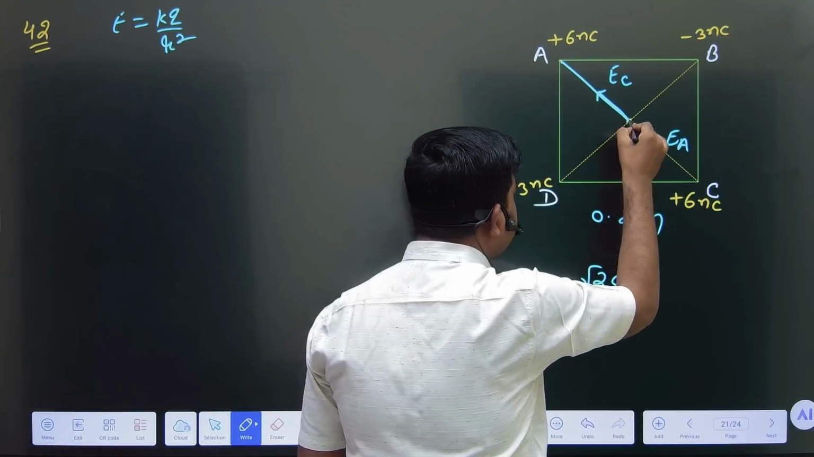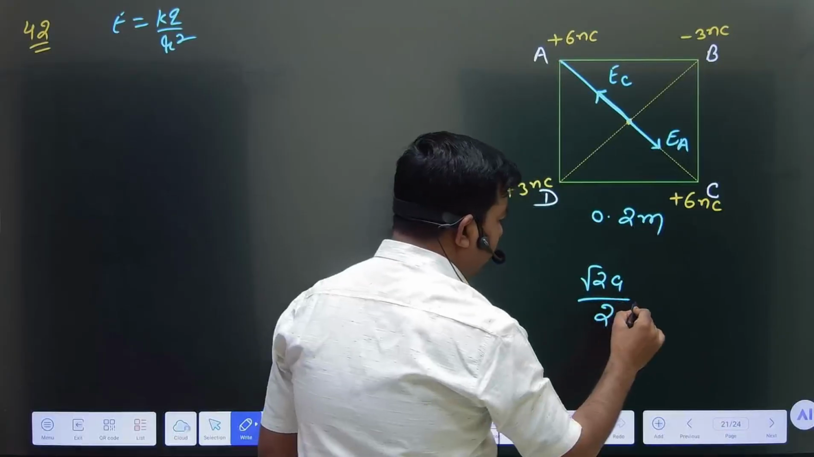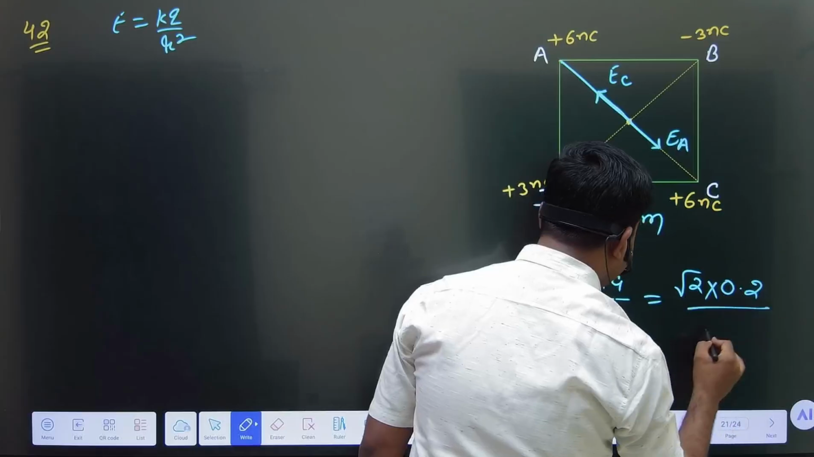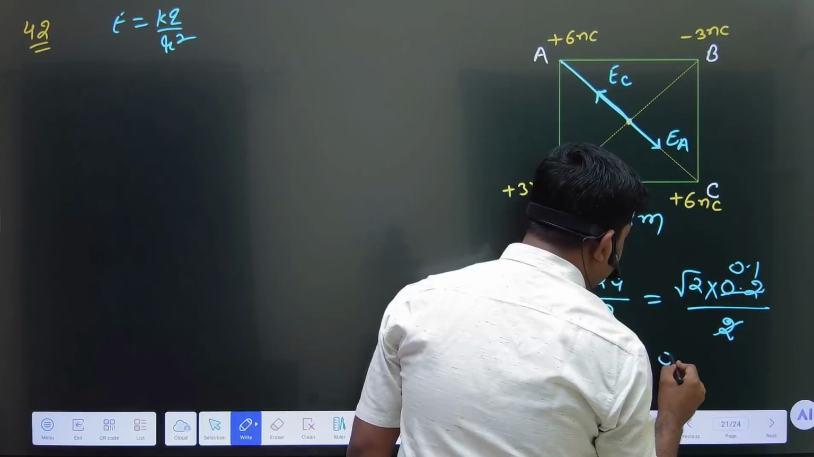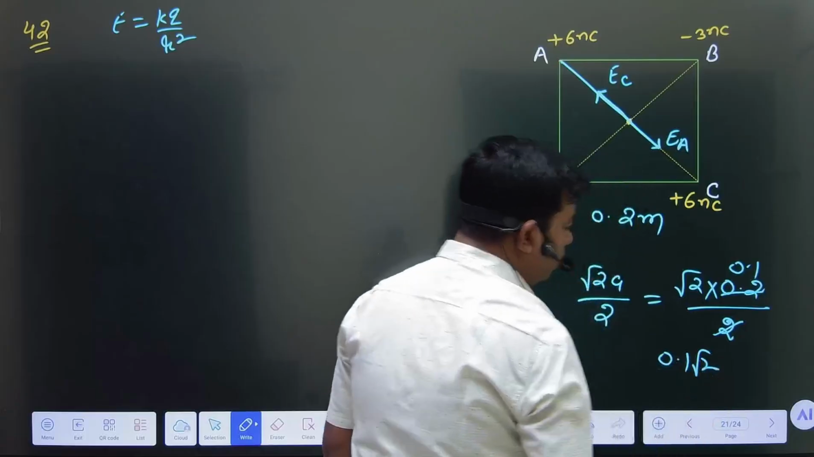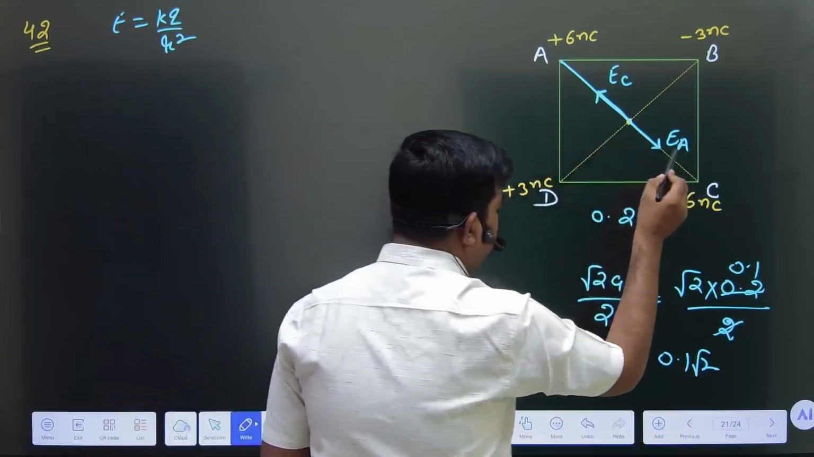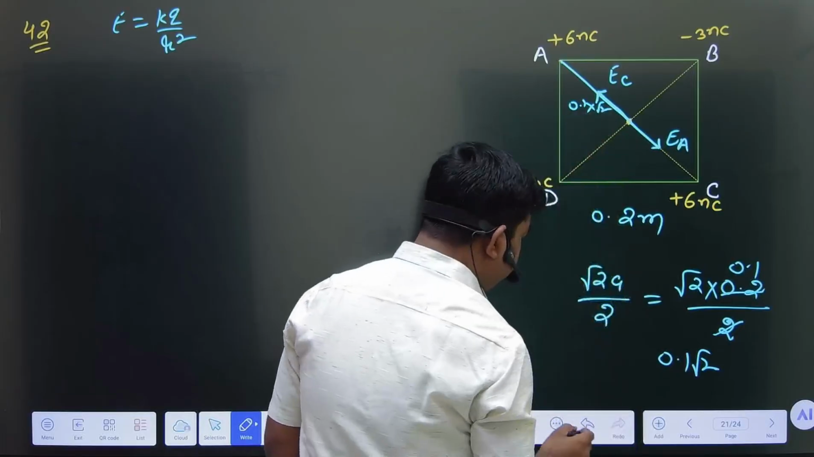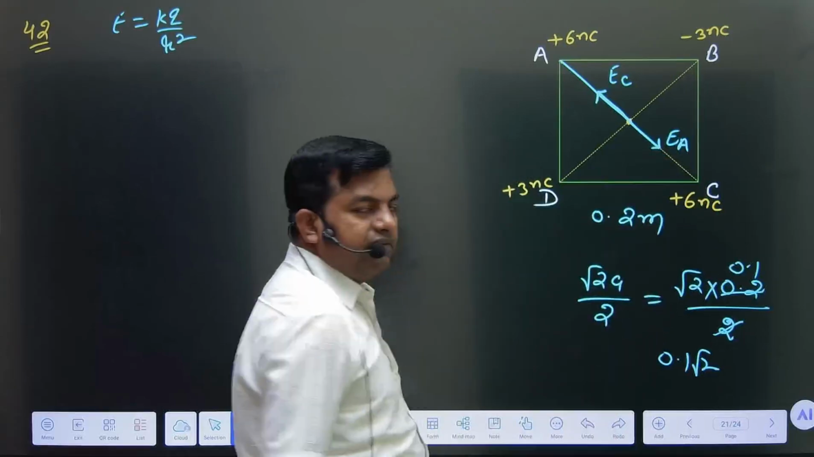This is the half length. This segment is half, so root 2A by 2. And A is what? Root 2 into 0.2 divided by 2. So this is 0.1, so 0.1 root 2. Clear to you? So the distance is also 0.1 into root 2. This is 0.1 into root 2, and this is also 0.1 into root 2.